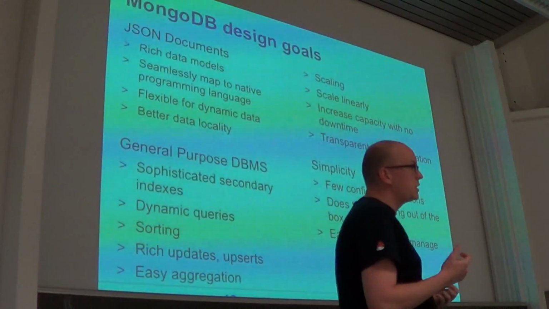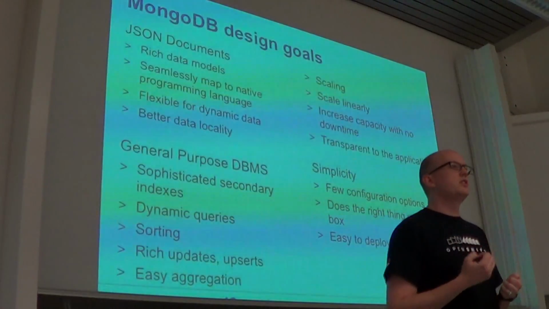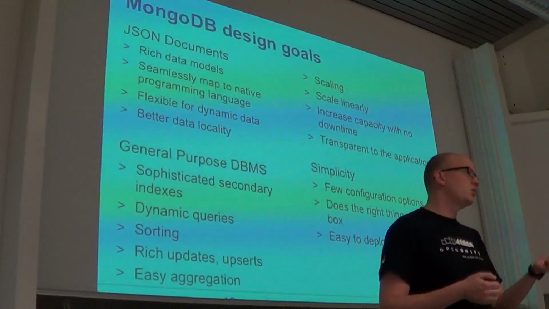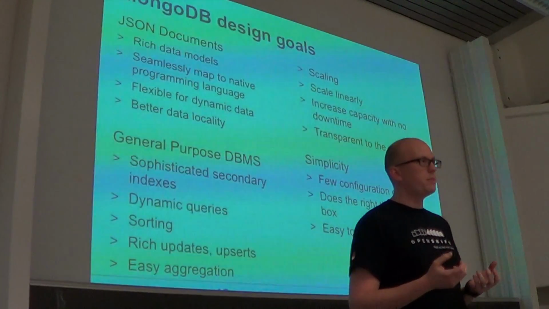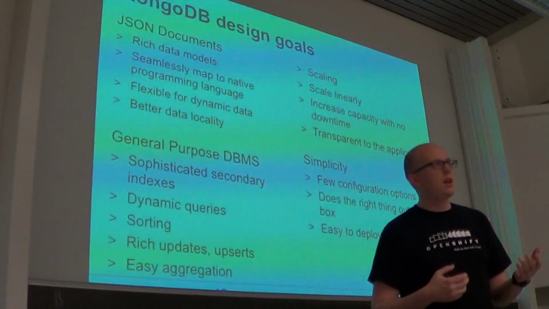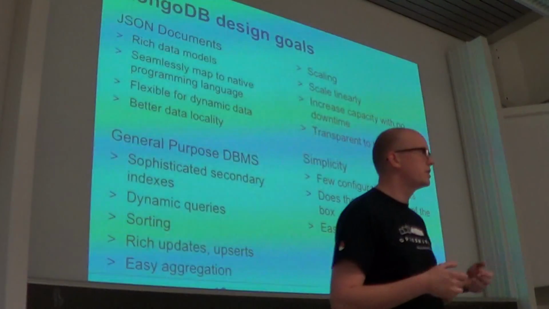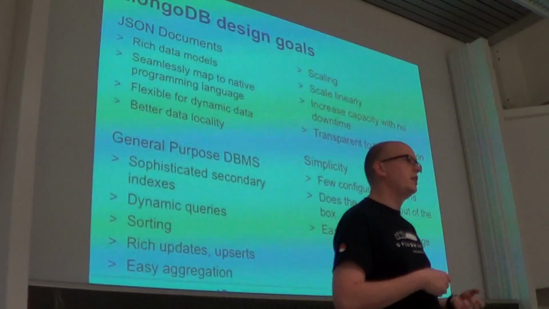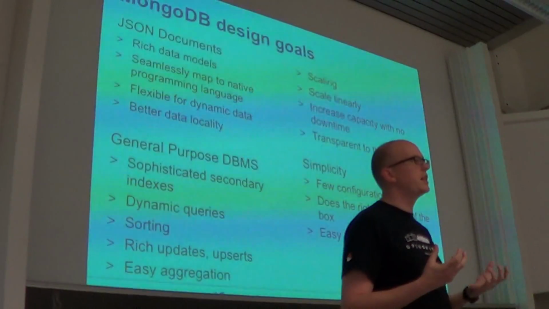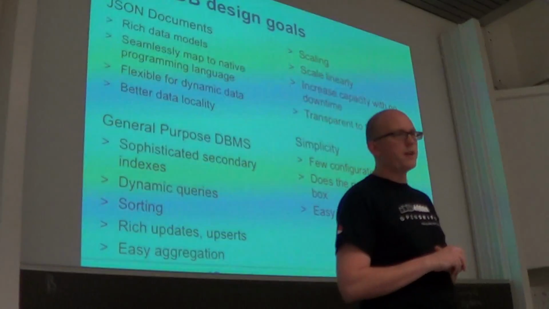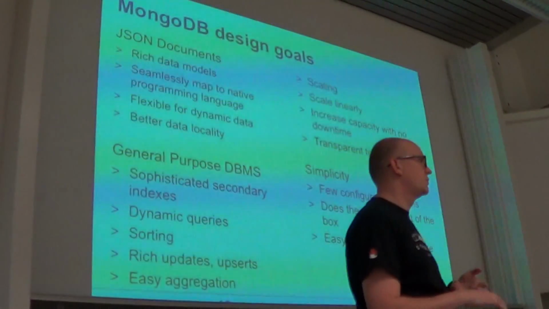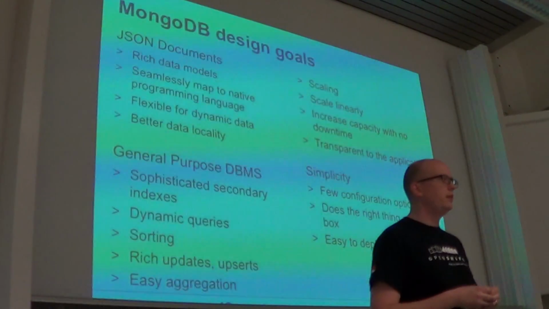The other requirements are it had to be a proper database. They didn't want just a memory layer for caching. They wanted to be able to query it ad hoc, like we do in an ordinary SQL database, which meant they had to have secondary indexes, sorting, easy updates, and special updates for dealing with complex documents as well. Some levels of aggregation, basic aggregation, counts and grouping.